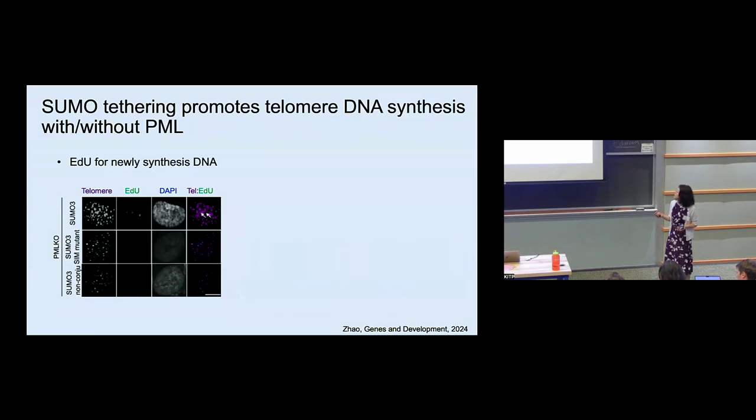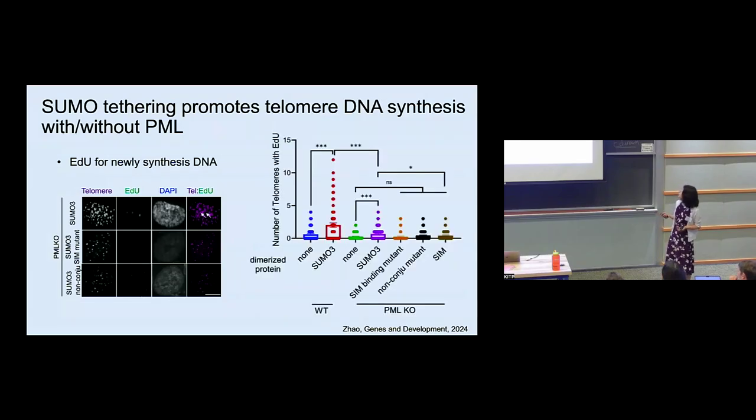And so this is a PML knockout cell recruiting SUMO. You see some of those dots that localize to the telomere, and you don't see them when you do the different variants of the SUMO mutant. And then the quantification shows here. So in the wild type SUMO tethering, you induce a lot of newly synthesized telomere DNA, and in the PML knockout cells, SUMO tethering can still do it, but again, it is much less than in the PML containing wild type cells.